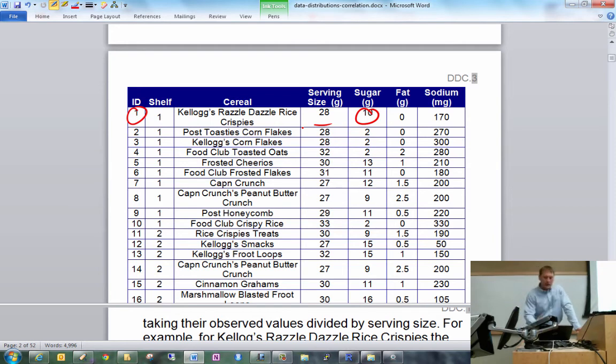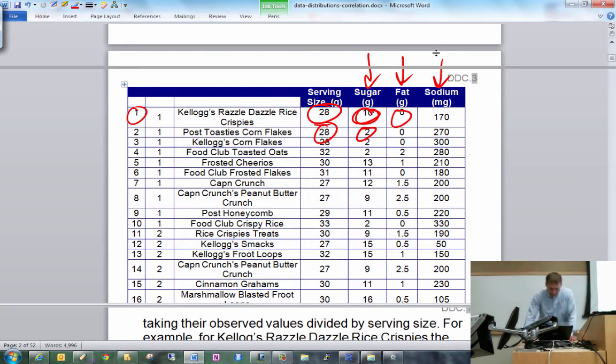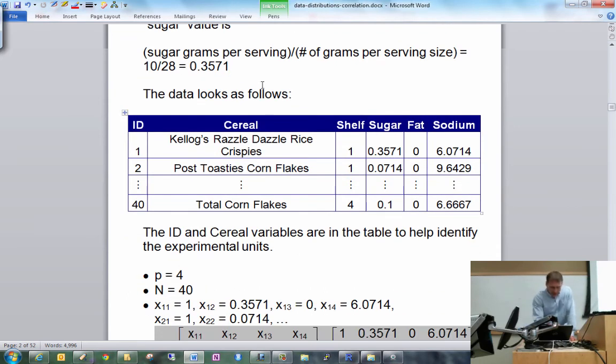So what I'm going to do is, for each of these variables, adjust them by the serving size. In other words, I'm going to take 10 divided by 28. Take 2 divided by 28, and so on. I'm going to do that for every variable. So for sugar and fat, we'll look at the first observation, 35.71% of the serving size was just sugar for Kellogg's Razzle Dazzle Rice Krispies. 0 was fat. Well, that's good. There's no fat in it.